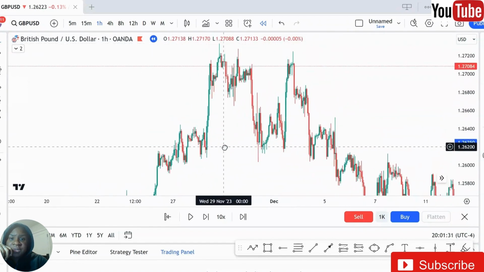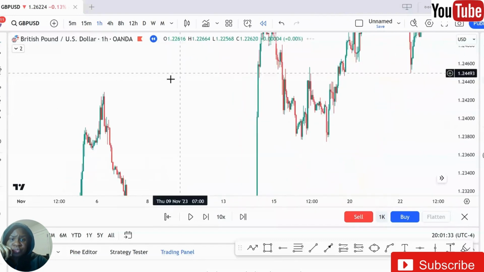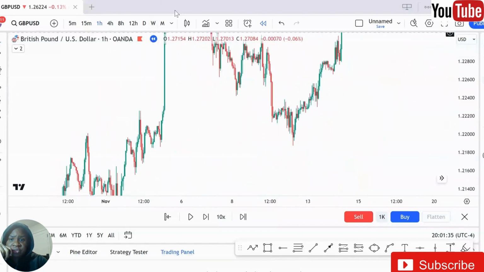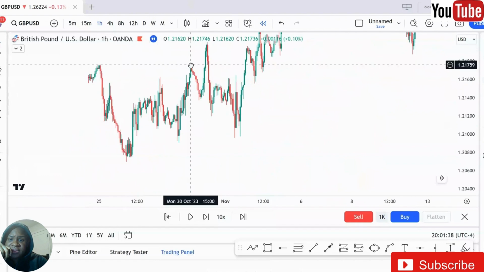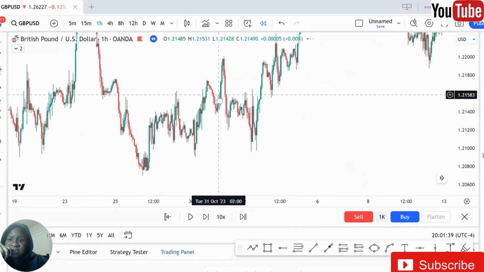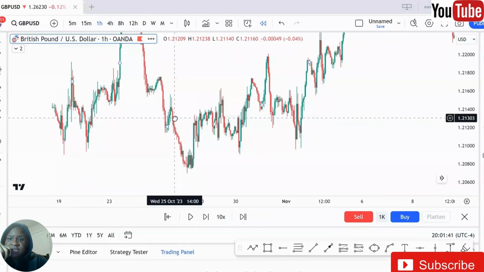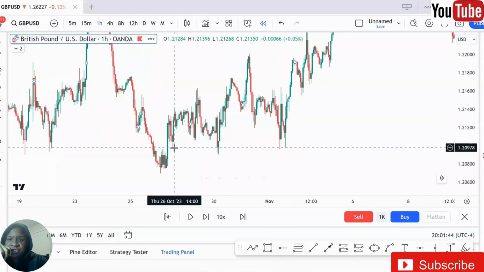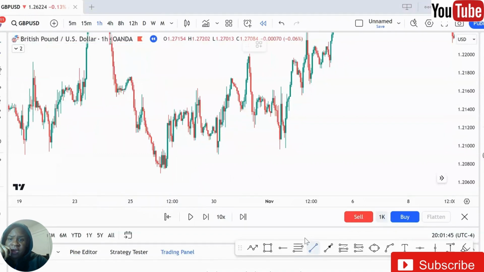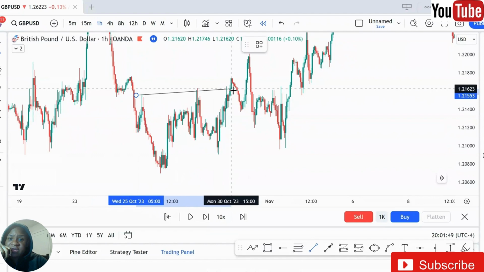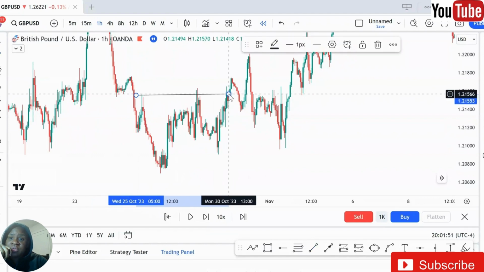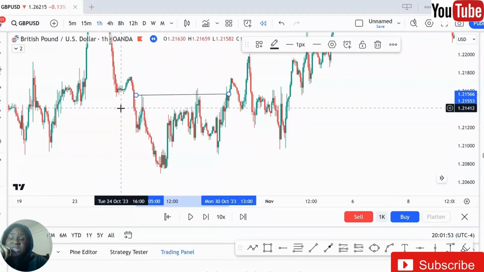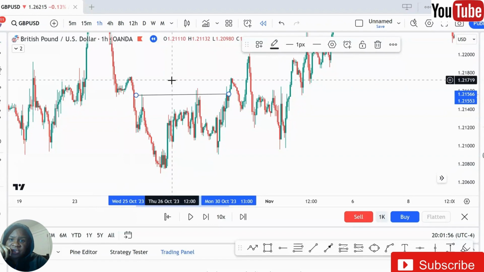You have to play with this very, very well to be able to differentiate a mitigation block and a breaker block. That way you'll be able to analyze your chart very well and get a good entry. Example for a breaker block: you can see there was a shift in market structure. If you have watched my video on swing points, that's swing low and swing high, you will know when you see a swing point and a shift in market structure.